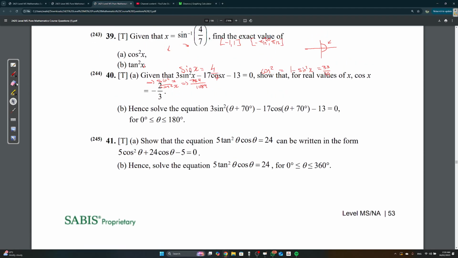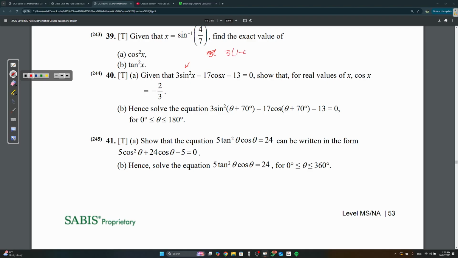Two more questions. Given that 3 sine squared x minus 17 cosine x minus 13 equals 0, show that for real values of x, cosine x is minus 2 over 3. So obviously it's a quadratic. We want to solve it in terms of cosine, so we have to change this sine squared into 1 minus cosine squared, right?